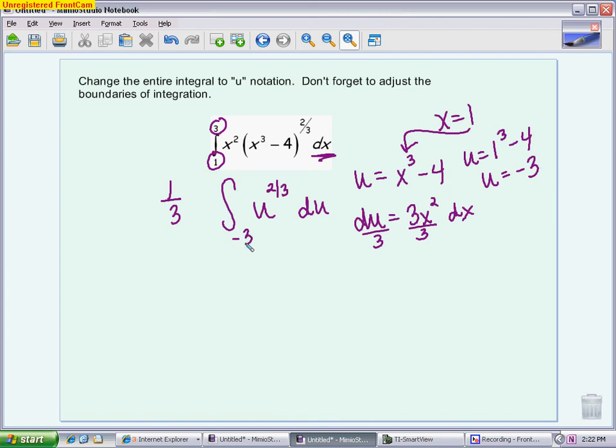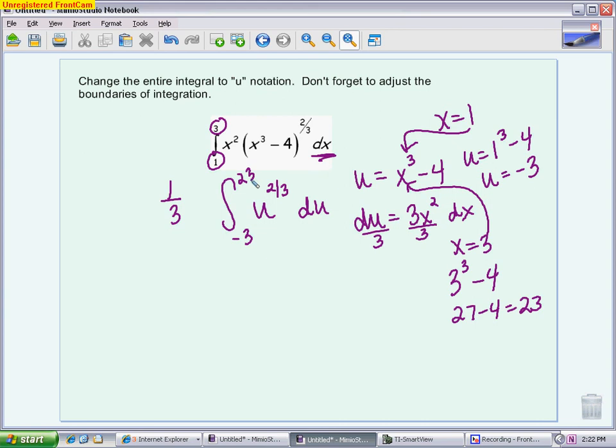So we're going to do the same thing with the upper boundary. The upper boundary is x equals 3. Well, I don't want to know x. I want to know what u is when x is 3. So I'm going to put a 3 here. I get 3 cubed minus 4, which is 27 minus 4, which is 23. And that is my upper boundary.